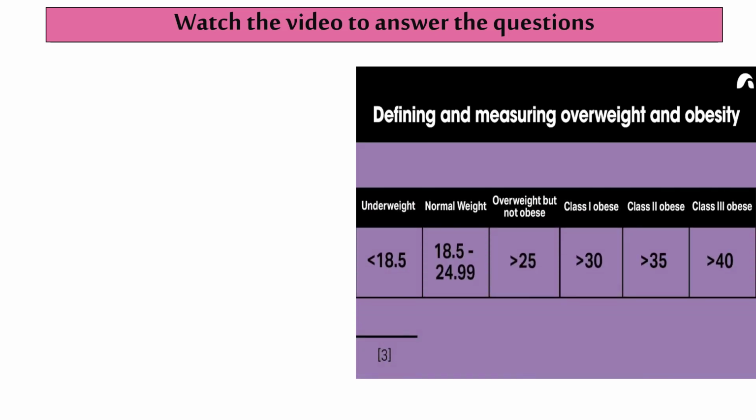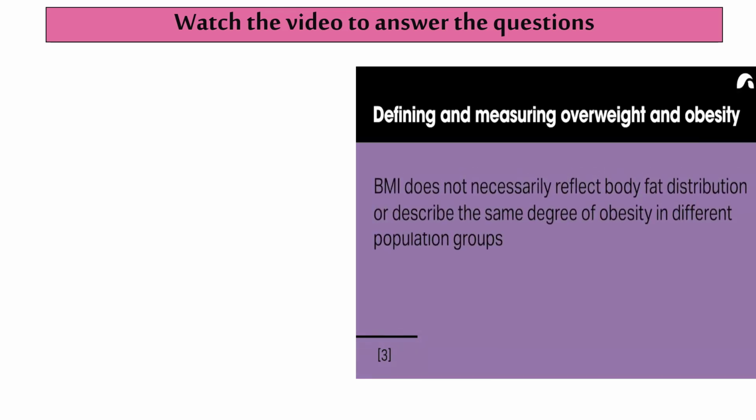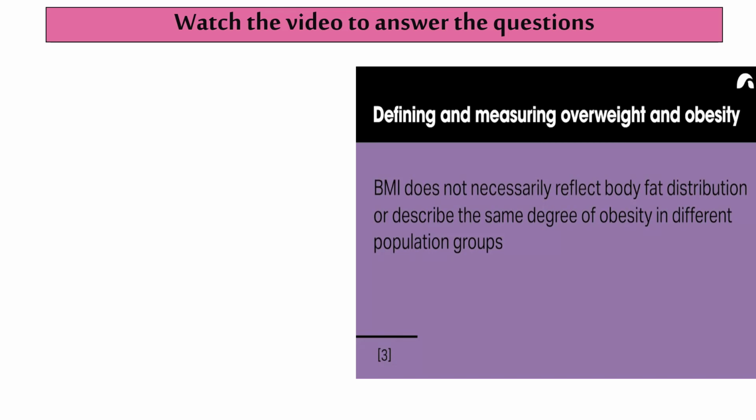The table gives the classification. If you're underweight, less than 18.5, normal weight is 18.5 to 24.99. If you're overweight but not obese, starting to worry, is just above the 25, but when you get to 30, it is classified as class 1 obese, and above 35 is class 2 obese. Class 3 is over 40. The BMI does not necessarily reflect body fat distribution or describe the same degree of obesity in different population groups.